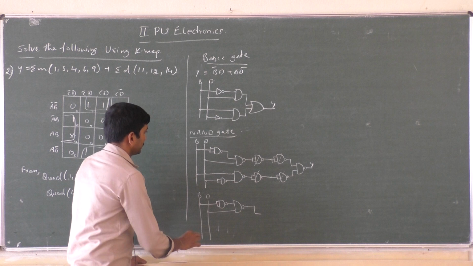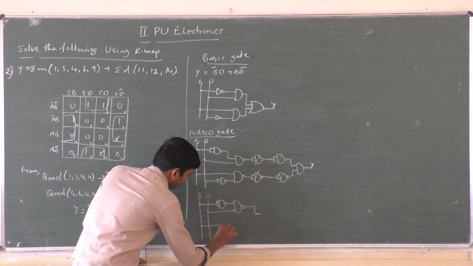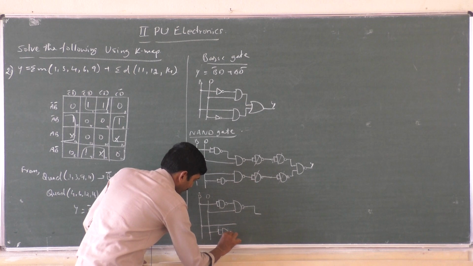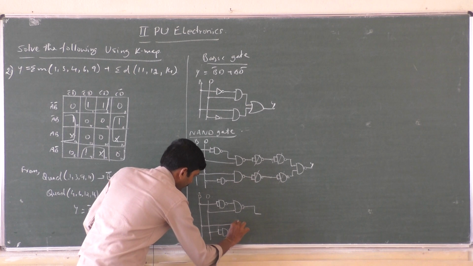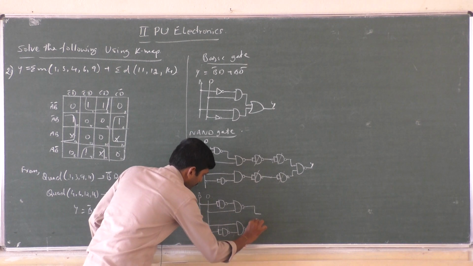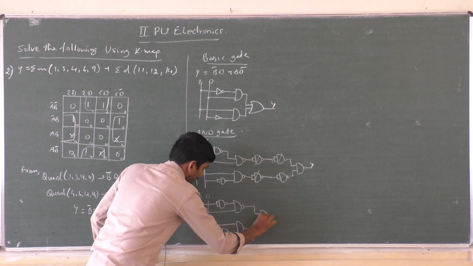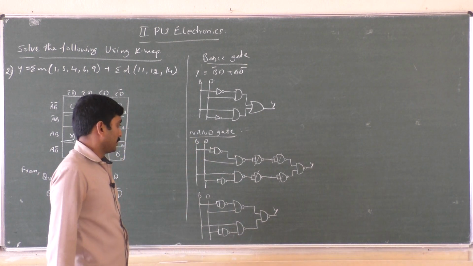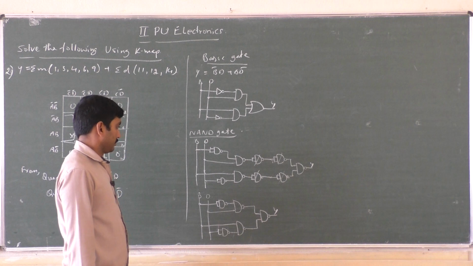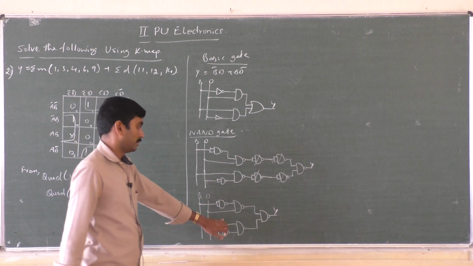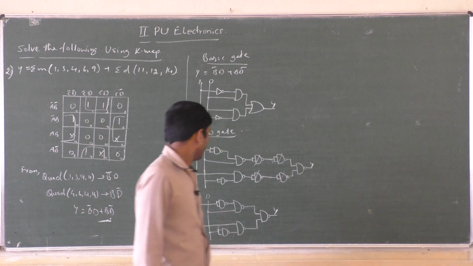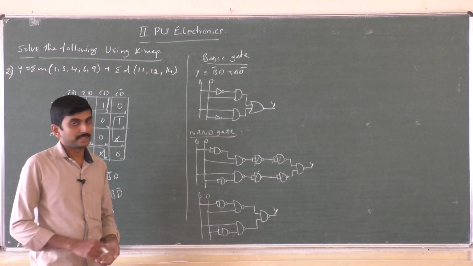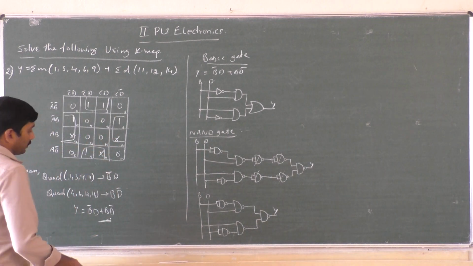Okay, next. Here also we have four NAND gates, and in the earlier implementation also we have four NAND gates. Okay, yes, next problem.